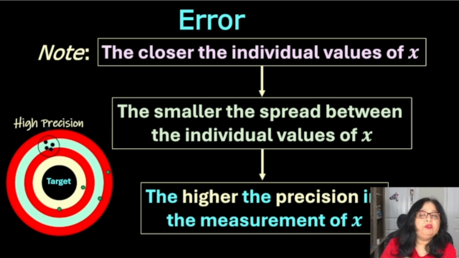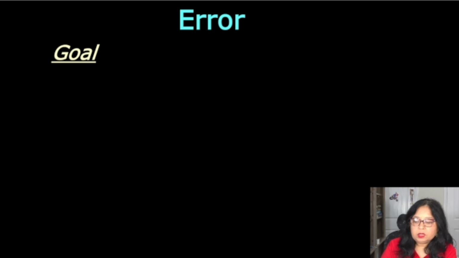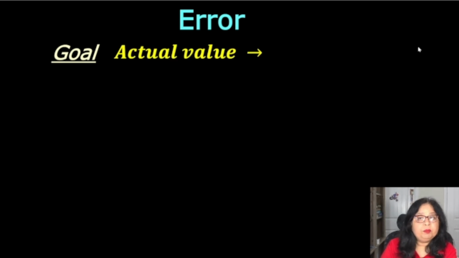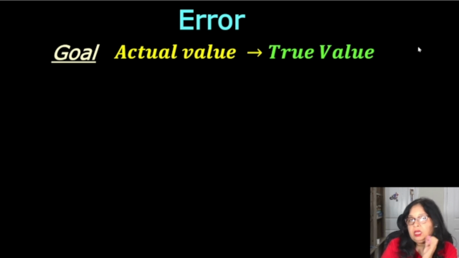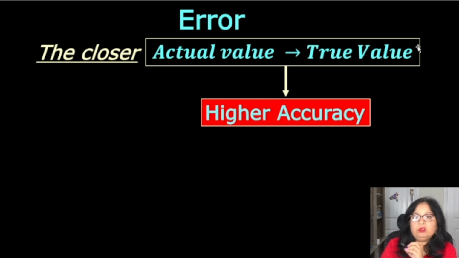This is your another trial. In this trial, your green darts land as shown in the picture. In this case, your precision is relatively lower. So your goal in any experiment is 1, to have high precision, and 2, you want your actual value to be close to the true value, ideally equal to it. When the actual value is very close to the true value, you will say you have high accuracy.